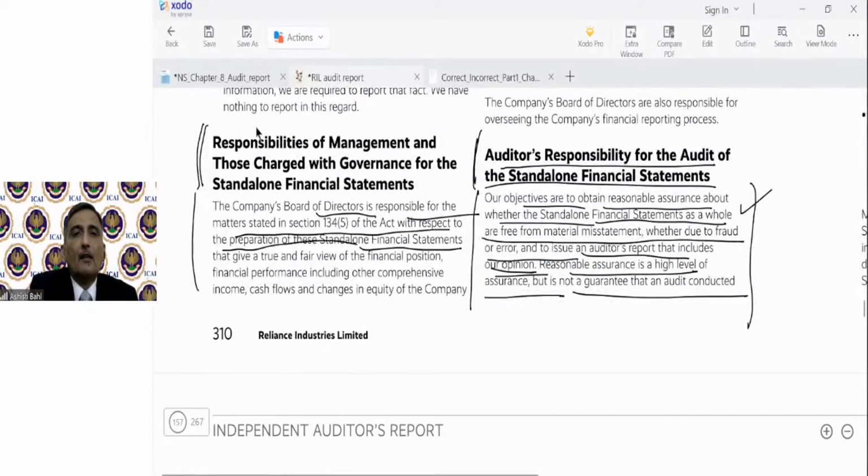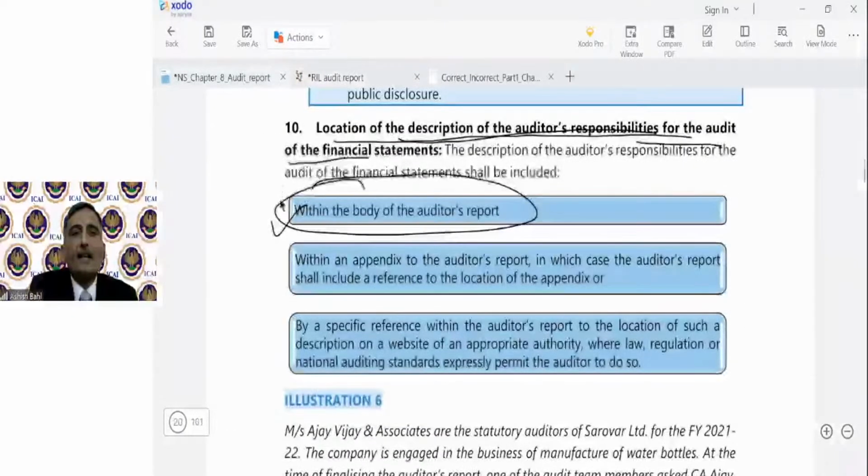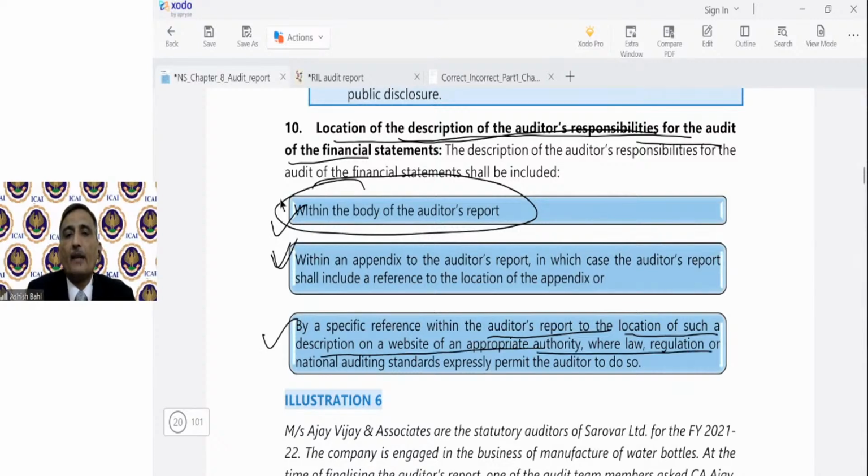Or what does SA 700 say? These can be included within an appendix to the audit report. या एक सेपरेट अनेक्शर लगा दें क्योंकि इतनी सारी ऑडिट रिस्पॉन्सिबिलिटी है, सो दैट the text of the report, the main text of report doesn't become too bulky. ओके, सो आप एक अनेक्शन लगा दें, एक अपेंडिक्स लगा दें जहां पे कहें कि ऑडिटर्स रिस्पॉन्सिबिलिटी यहां पे है, और यू कैन गिव a specific reference within the auditor's report to the location of such a description on a website of an appropriate authority.